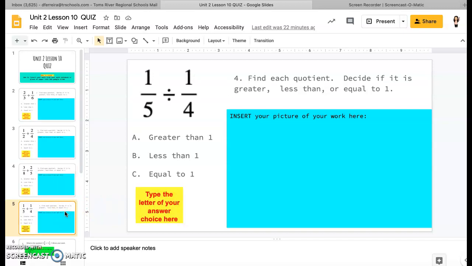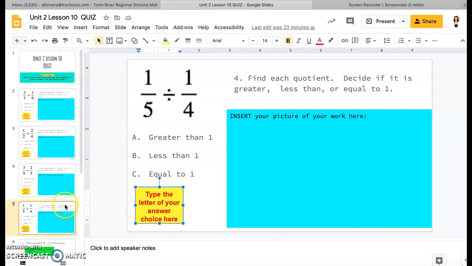Number 4, find each quotient. Decide if it is greater, less than, or equal to 1. 1/5 divided by 1/4. You will then insert your picture of your work in the blue box over here. Your answer choices are A, greater than 1, B, less than 1, or C, equal to 1. And then you will type the letter of your answer choice in the yellow box here.